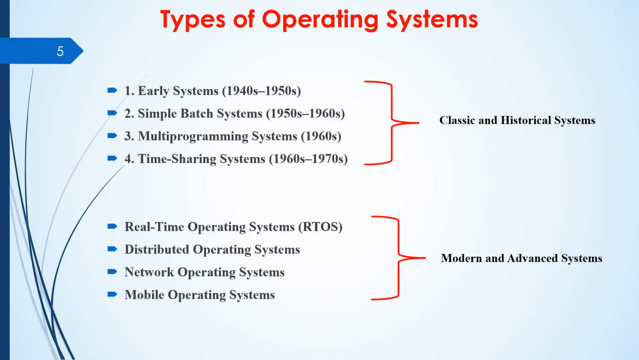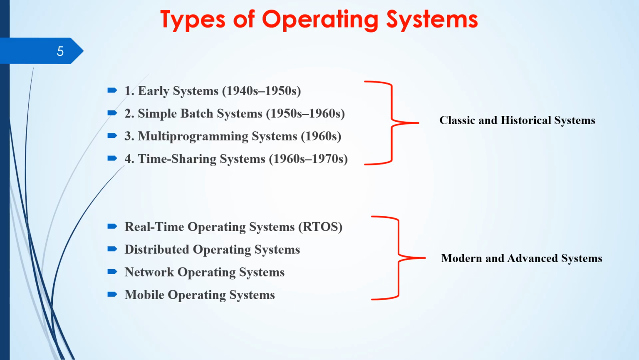The modern operating systems. Real-time operating systems are designed for applications that require guaranteed timing, used in embedded systems, robotics, medical devices, and industrial control. Distributed operating systems manage a group of computers as a single system. Users may not know which physical machines execute their programs.